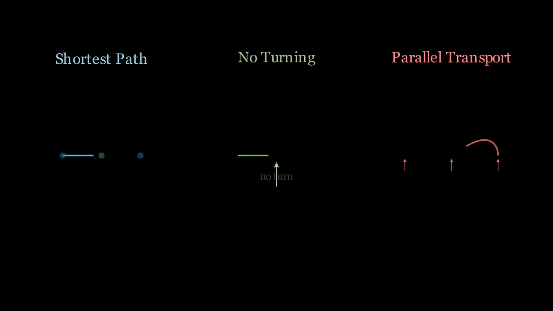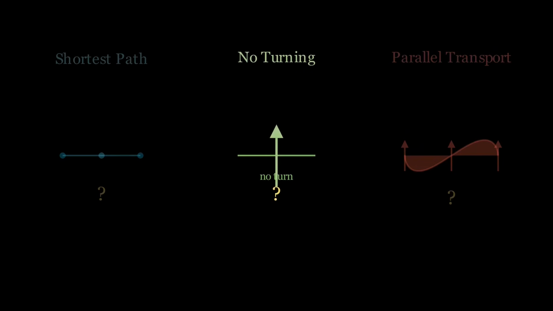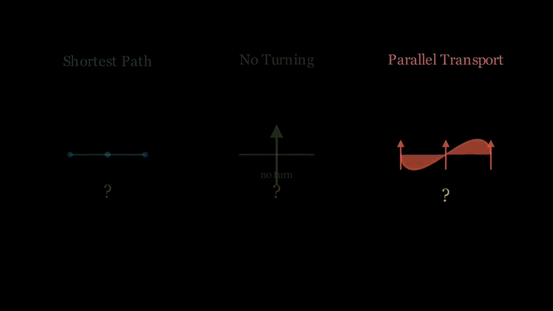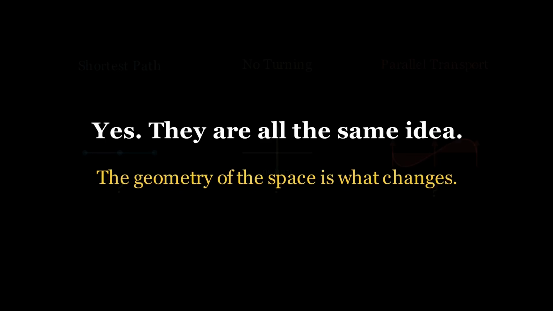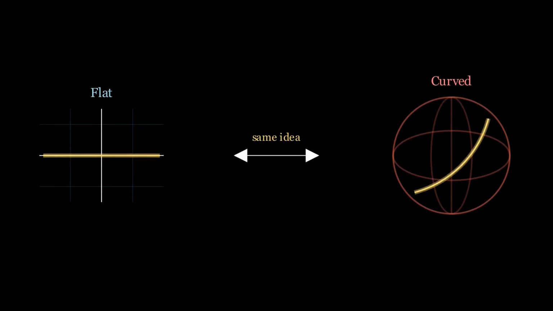Here's the key thing to hold on to. These are not three different definitions. They are the same idea. What changes is the geometry of the space those paths live in. Once the space changes, the shape of a straight path changes with it. So before we do anything technical, we need one clean intuition for what straight really means.